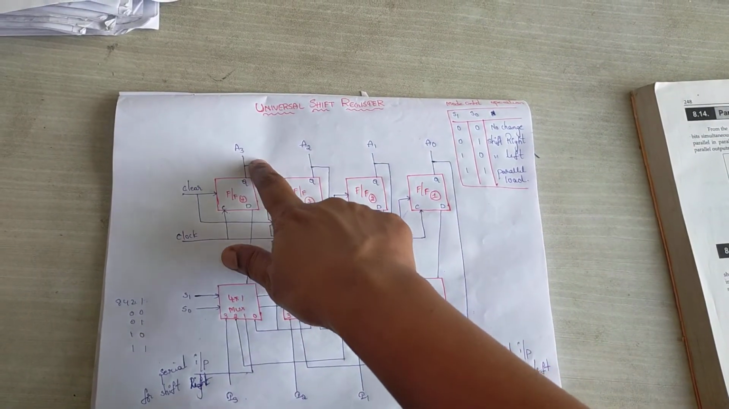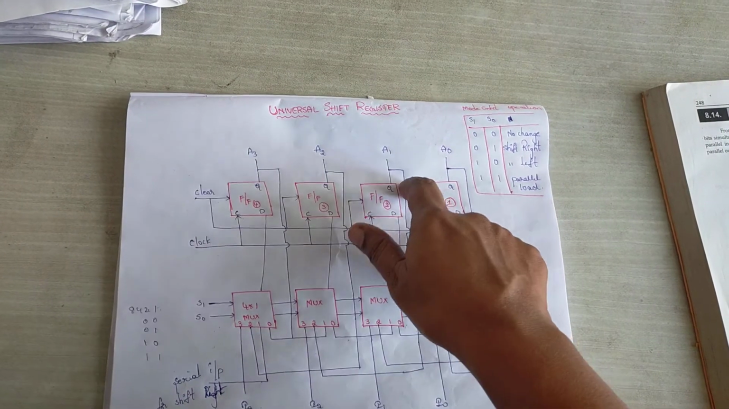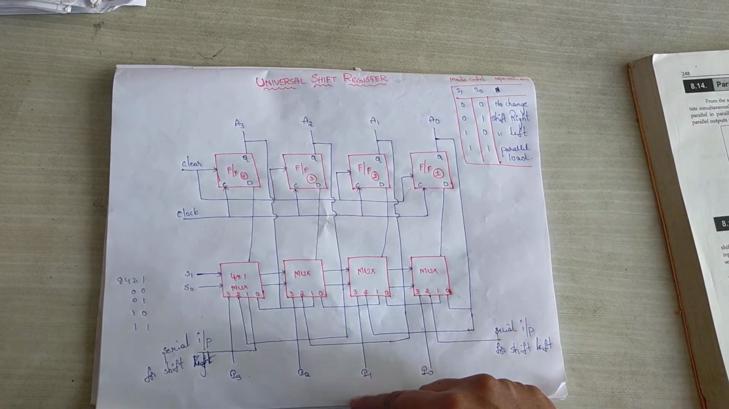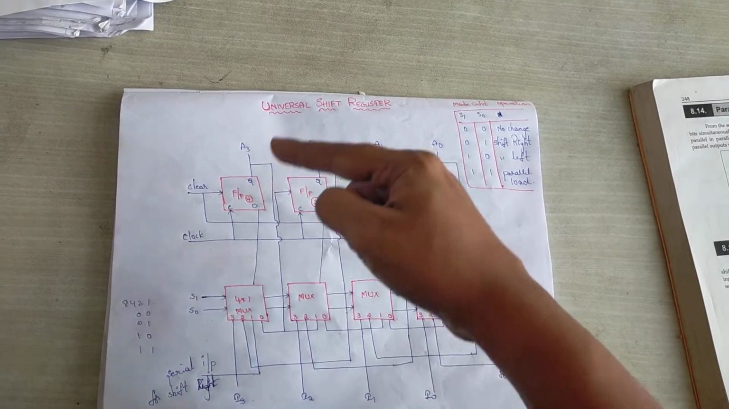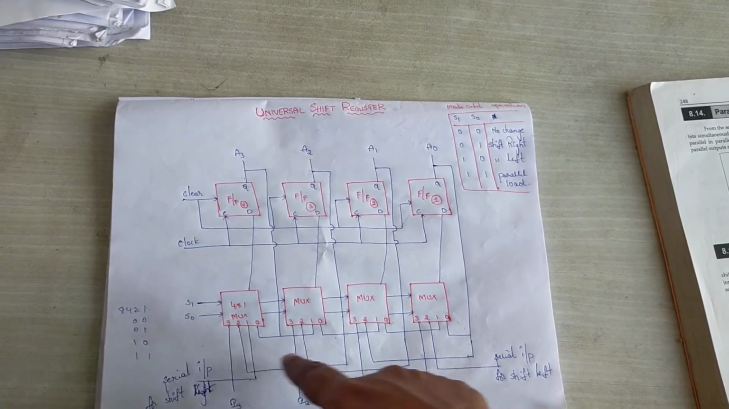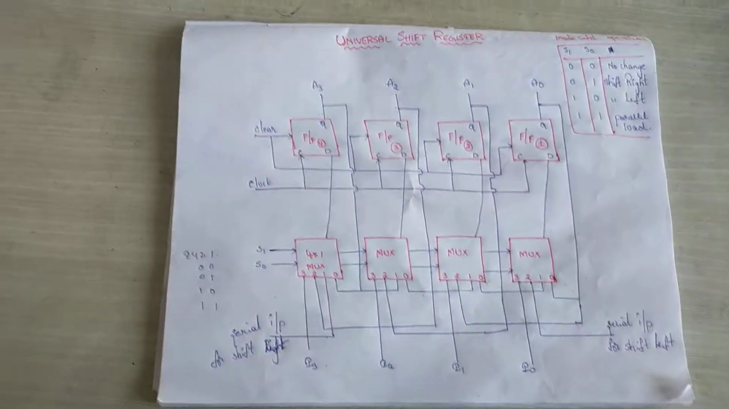And these are parallel output lines. These are parallel input lines. These are parallel output lines. If these are enabled, the applied input from these lines produces output at A0, A1, A2, A3. So these are the capabilities of universal shift register.